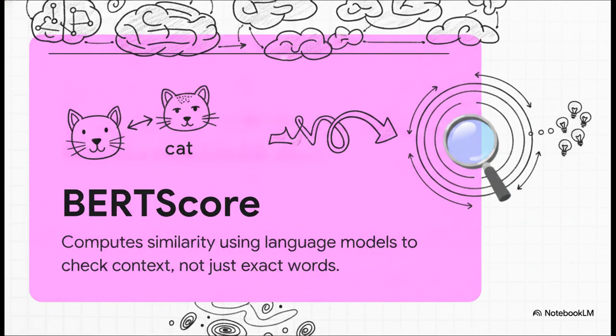To round out these math grades, the repo uses something called BERTScore. And this perfectly solves that feline versus cat problem I just mentioned. Instead of demanding exact word matches, BERTScore computes similarity using pre-trained language models to check the underlying context and the actual meaning. It literally maps the words into a high-dimensional space just to see if the core ideas match up, even if the vocabulary is slightly different. It's a much smarter, more flexible way to do a rule-based check. But, of course, strict mathematical rules can really only take us so far when we're grading fluid, natural human language.